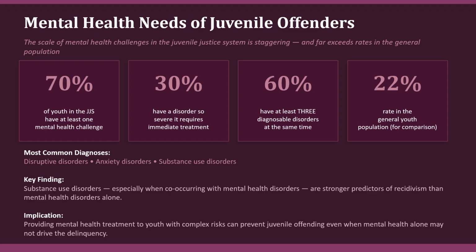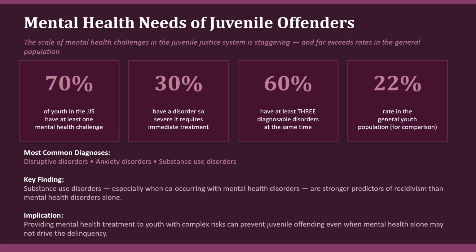Let's begin with the mental health profile of youth in the juvenile justice system, because the numbers here are remarkable and they set the context for everything else in this chapter. Approximately 70% of youth involved with the juvenile justice system have at least one mental health challenge. To put that in perspective, the rate in the general youth population is about 22%. This is not a minor statistical difference. It reflects a population that is fundamentally different from the broader youth population in terms of psychological vulnerability.